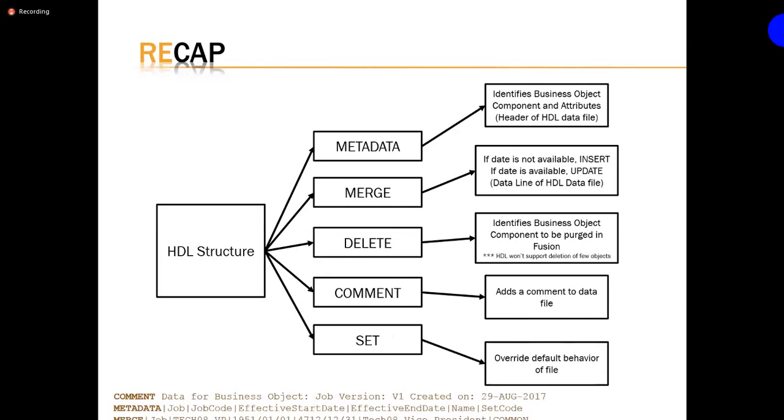Default behavior of the file means if you don't want pipe as the delimiter of each column, you can change the delimiter to something else. Or if you want to mention the escape character in the file, you can use set; by default it is backslash. If you want to keep the escape character as something else, you can mention it using the set command at the beginning of the file.